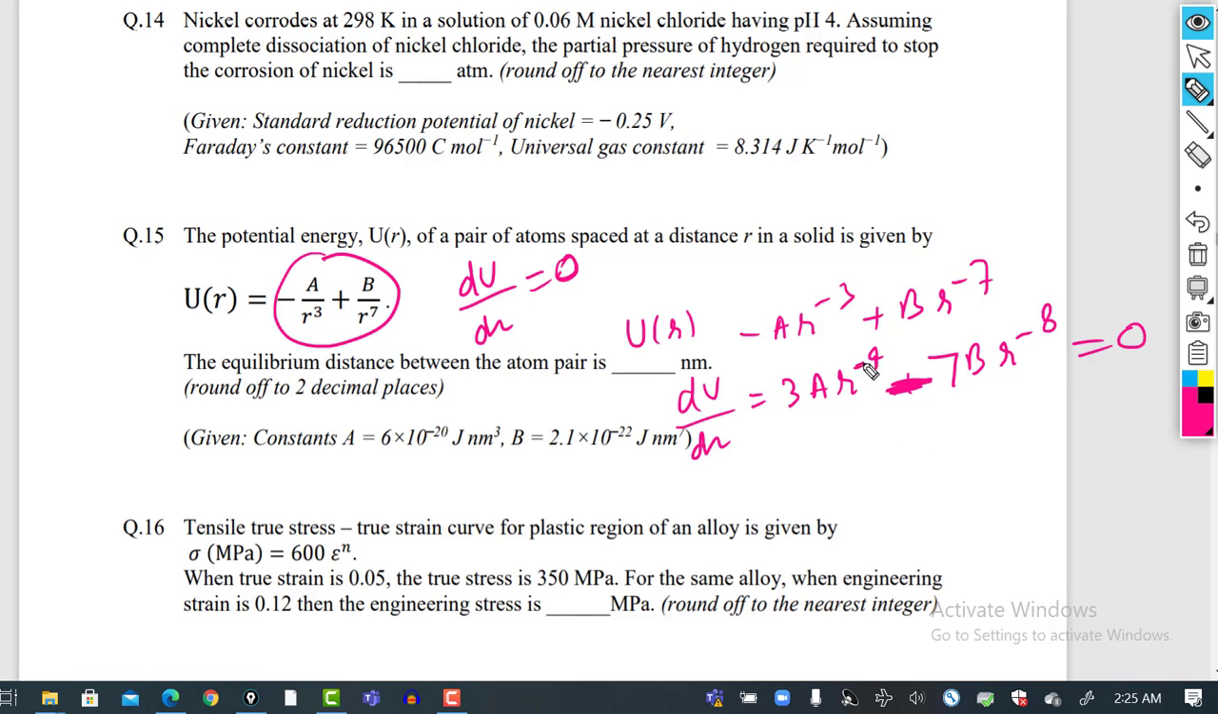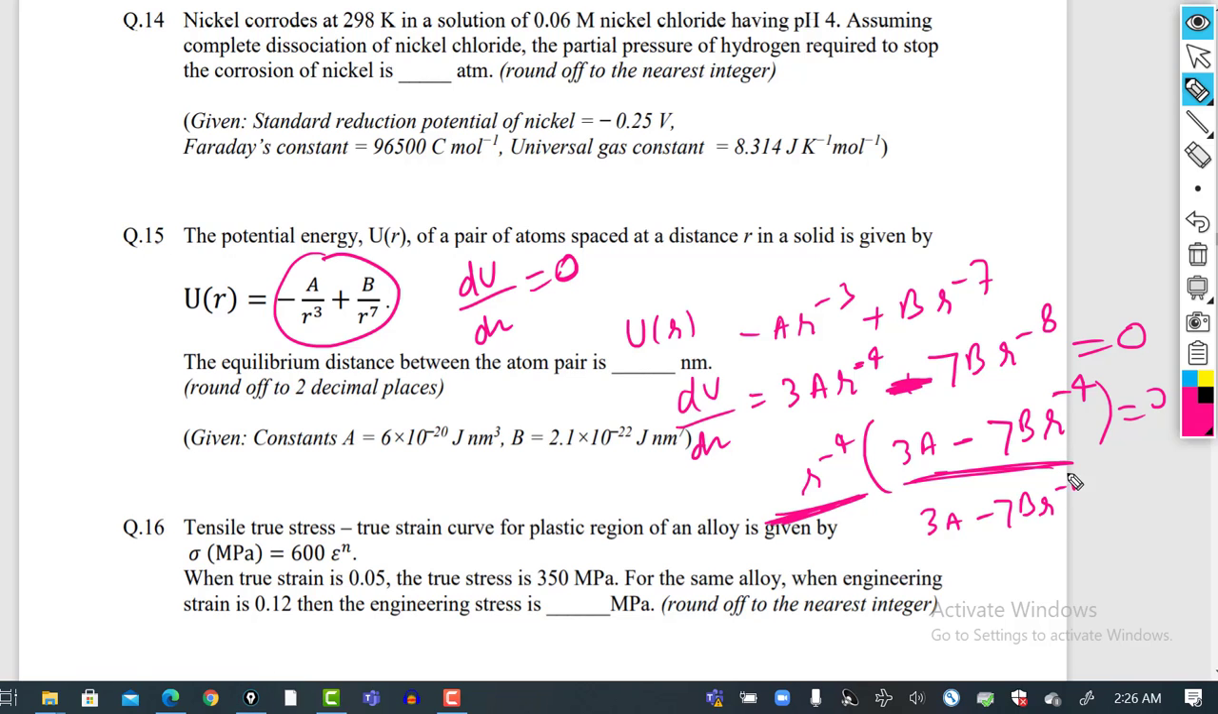Now you can take r to the power minus 4 common. So it will become 3A minus 7B r to the power minus 4, and r to the power minus 4 is already outside, so it will become only r to the power minus 4 equal to 0. Now this can never be equal to 0, why? Because r is not 0. So basically this is going to be 0. So 3A minus 7B r to the power minus 4 is going to be 0. And don't forget, when you put 0, r becomes r naught, right? Yes or no? So it will become r naught only.